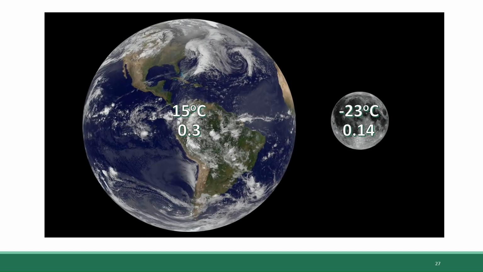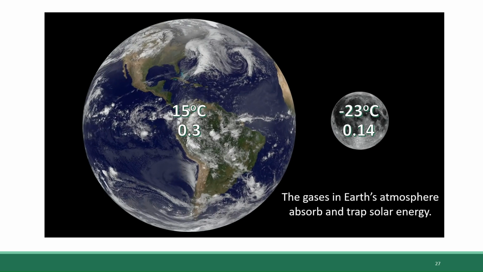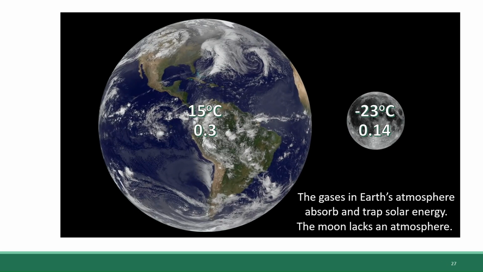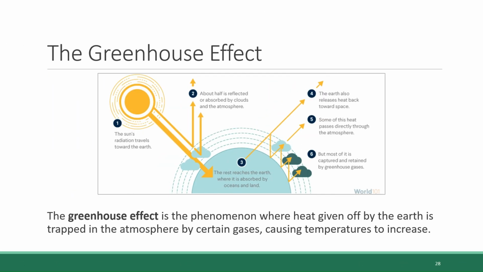And that something else is the gases in the Earth's atmosphere. The Earth's atmosphere contains gases that trap and absorb solar energy. Conversely, the moon lacks an atmosphere, so it lacks the ability to trap energy via this mechanism. The mechanism itself is called the greenhouse effect. The greenhouse effect is the phenomenon where heat that is given off by the Earth is trapped by specific gases with heat absorbing capacity in the atmosphere.